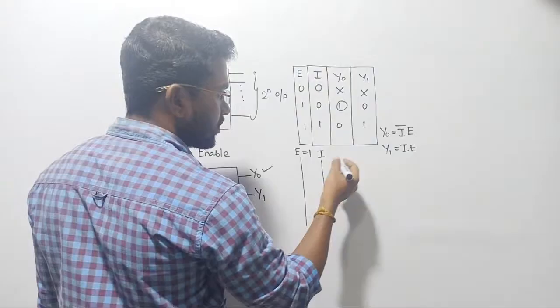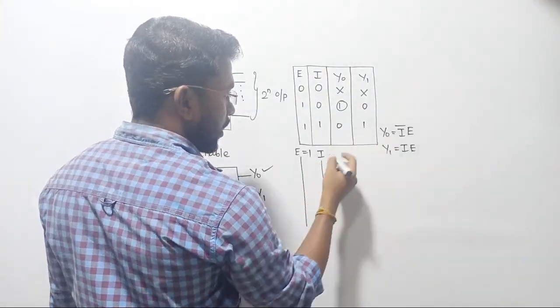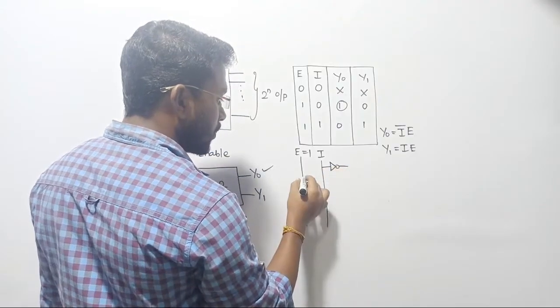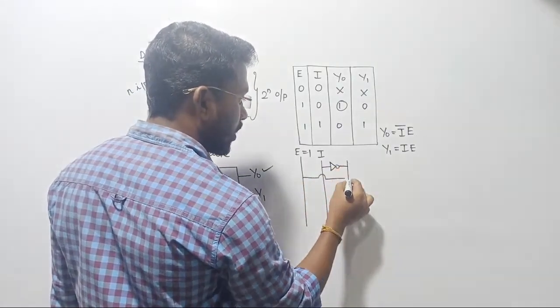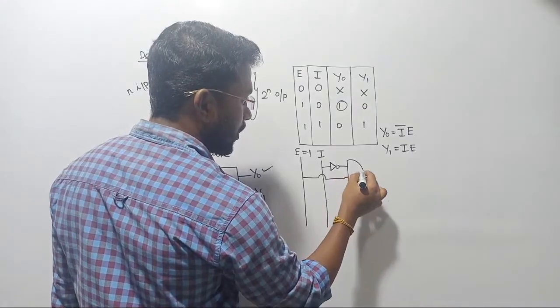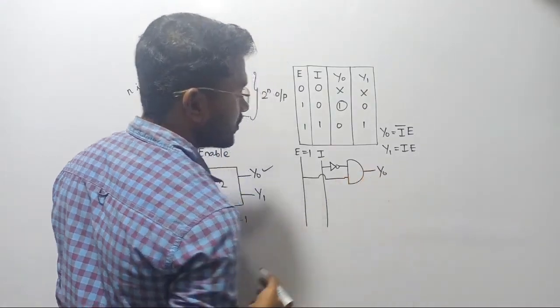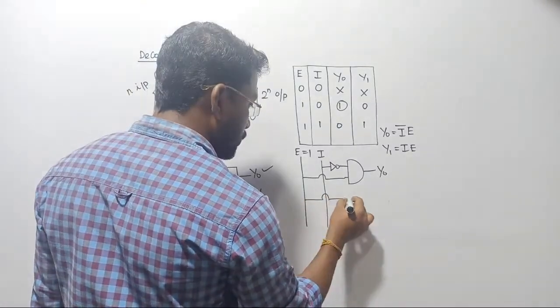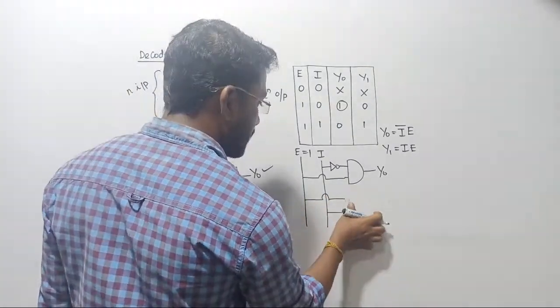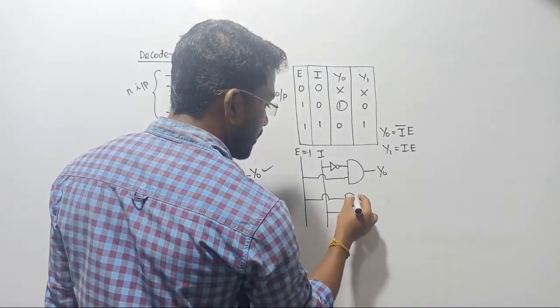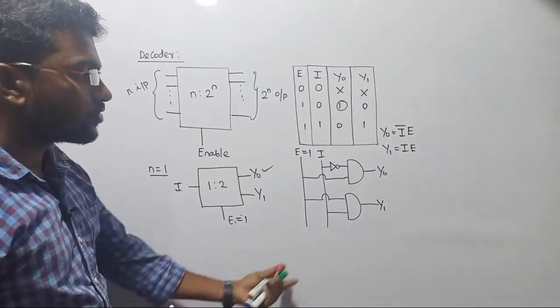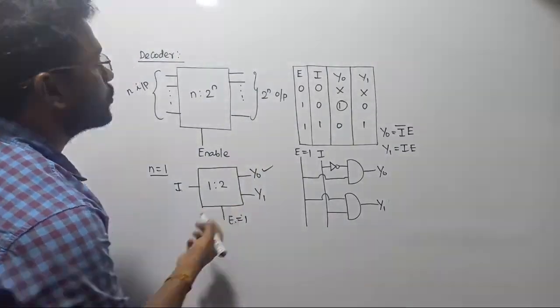How to develop this circuit? First case, y0. In order to receive y0, I am in need of I bar. So let us consider one inverter here. With this I am in need of E, such that they are going to be multiplied together. Multiplier in the sense we need an AND gate. That is how we are receiving the output. Second case, we need the enable pin as well as I, and let me join them together in order to receive y1. Clear? So that is going to be your implementation of the 1:2 decoder.